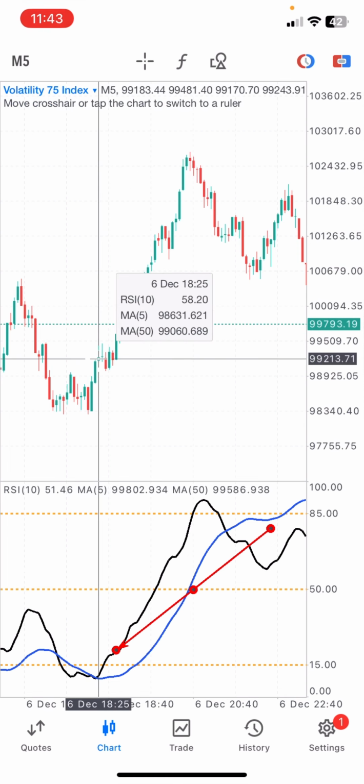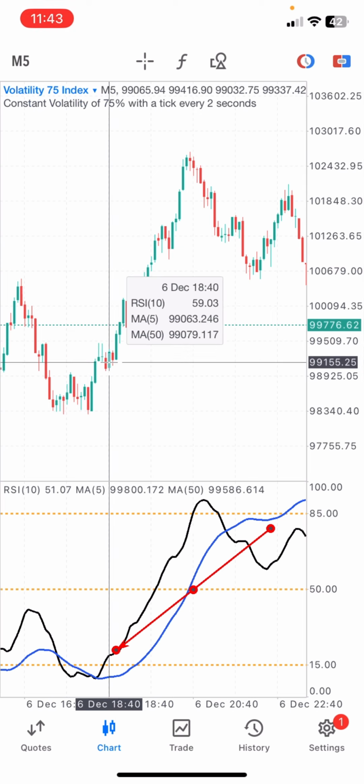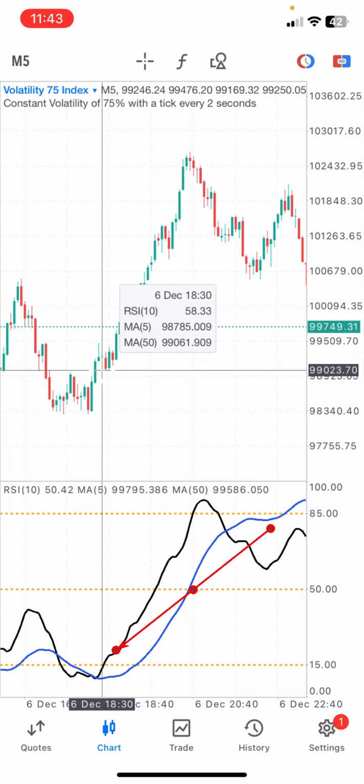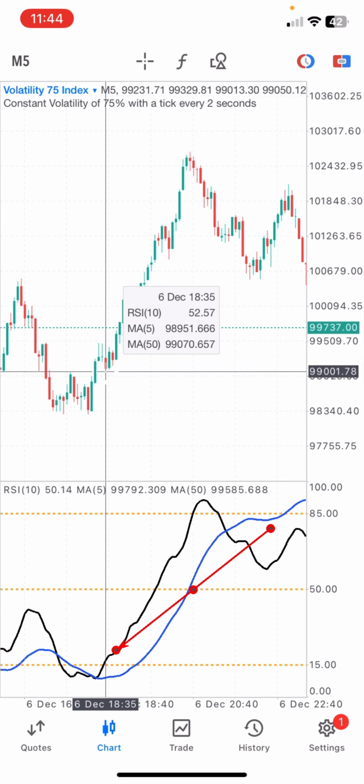We are talking about this area right here. This is where I'm expecting you to enter your trades. You enter your trade right at the last green candle, when this red candle closes, you enter your trades.